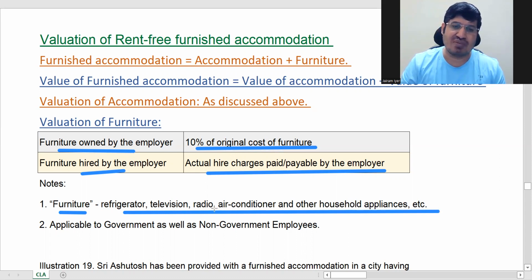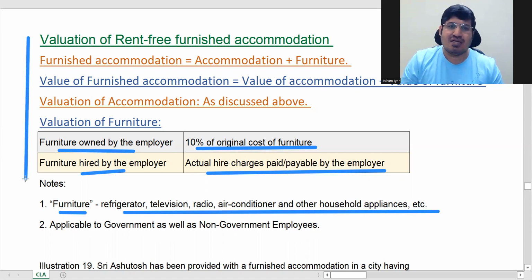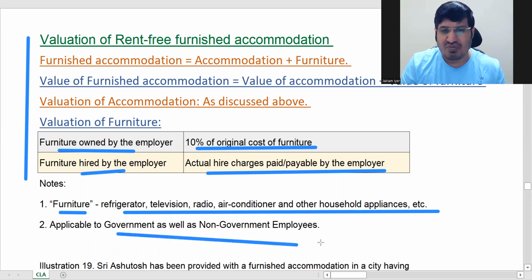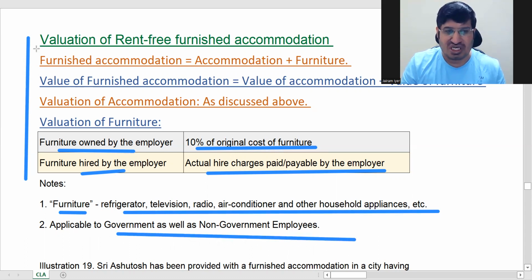All these things come under furniture. Your laptop, computer, those do not come. But household items come. And this rule of computation, whenever you want to get rent-free furnished accommodation after you have the unfurnished value, whether it is government or non-government, it is the same rule which is mentioned here. Same rule for government as well as non-government.